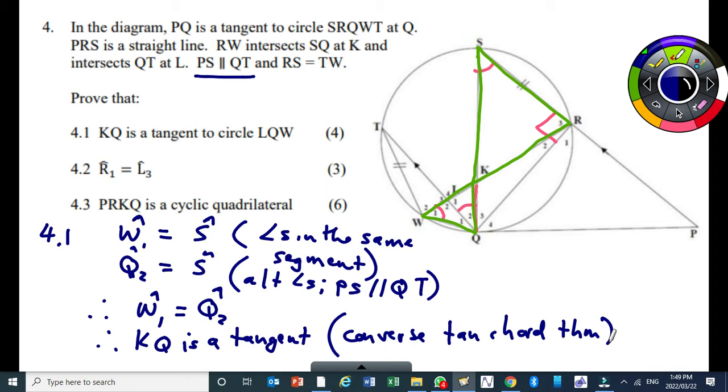Please take note that this word here, converse, is very important, because we are trying to prove that a line is a tangent. So this is how you could have approached the question. This could be, I would say, method 1. Now, is there another way besides this to prove that W1 is equal to Q2?